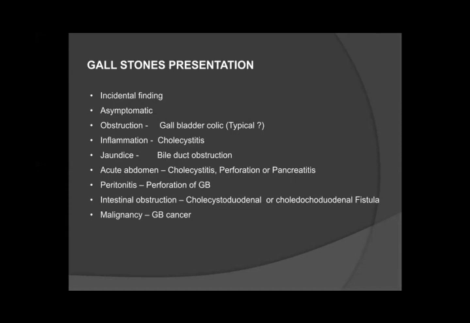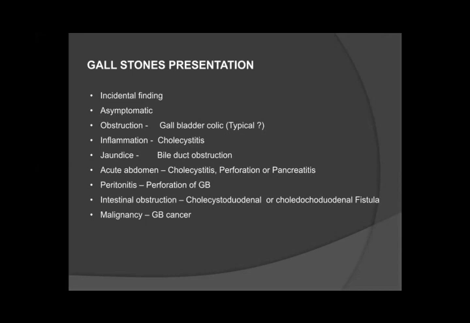Now, the stone might have passed through after causing cholecystitis, but the gallbladder wall thickening or inflammation states that, and then the diagnosis of cholecystitis. Jaundice can also occur, if there is bile duct obstruction, you can also present with jaundice. Acute abdomen will present with cholecystitis or perforation if it's an ongoing obstruction along with a superadded inflammation. So eventually, what will happen?